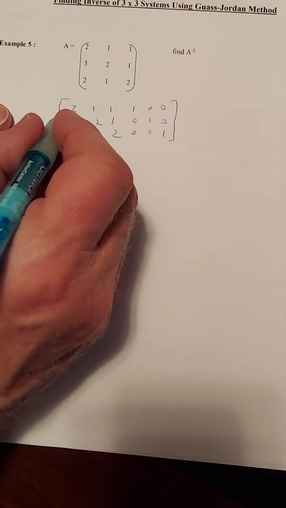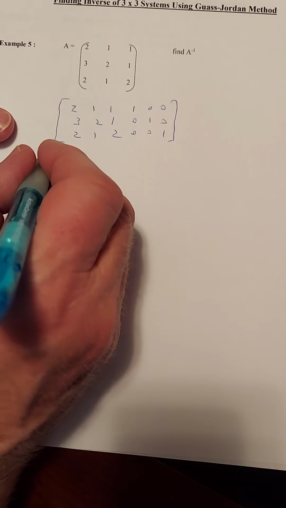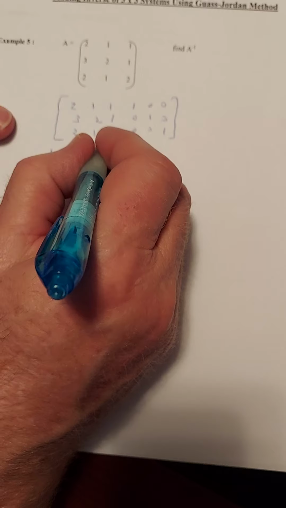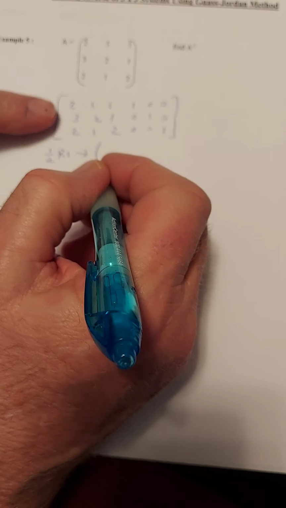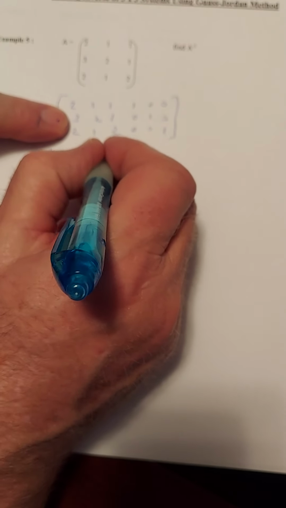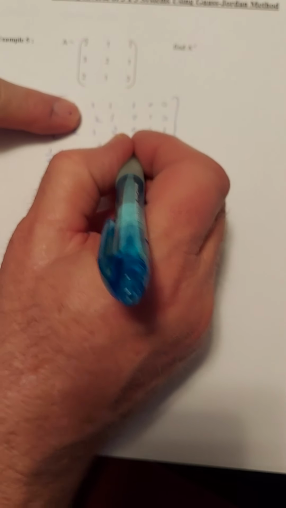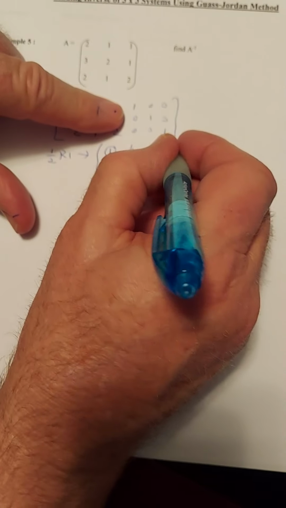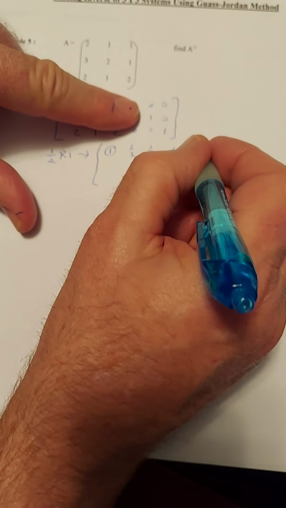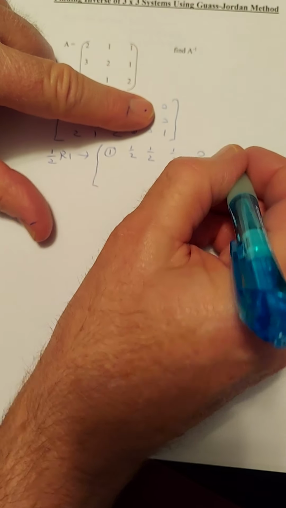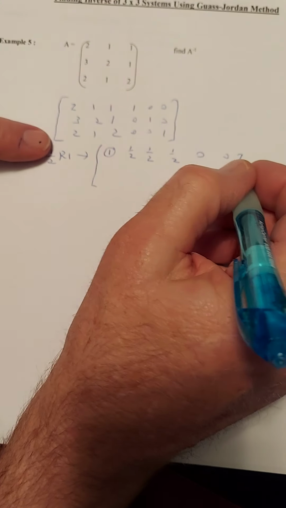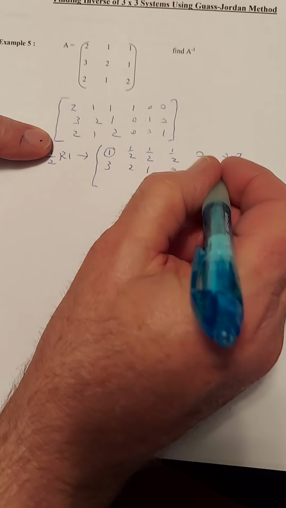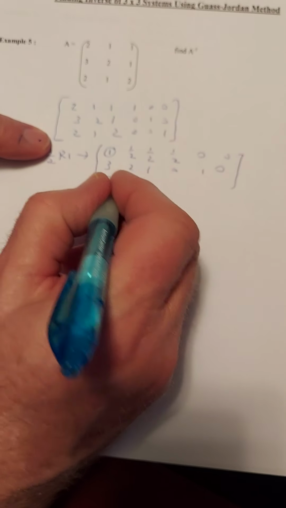Okay. First step, I got to get a 1 where the 2 is. So I'm going to take 1/2 of row 1. So 1/2 of 2 is 1. That's going to be my pivot. 1/2 of 1 is 1/2. 1/2 of 1 is 1/2. 1/2 of 1 is 1/2. 1/2 of 0 is 0. And 1/2 of 0 is 0. And row 2 stays the same. And row 3 stays the same.